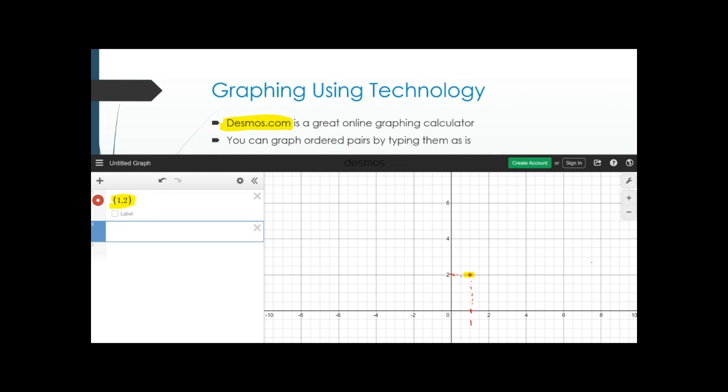So are there any questions so far on graphing, or what ordered pairs mean, or the language here? I don't have any questions right now. Okay.